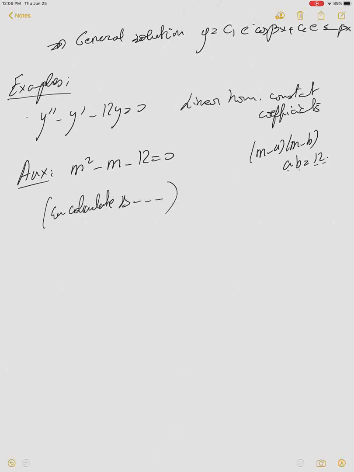Now what are the divisors of 12? The divisors of 12 are plus or minus 1, plus or minus 2, plus or minus 3, plus or minus 4, plus or minus 6, and plus or minus 12. Okay. Now I need two numbers whose product is 12. So they can be 1 and 12, 2 and 6, 3 and 4. But I also have that the sum of the solution in this case is 1. Correct? Because if you expand the thing, this is m squared minus a plus b m plus ab.